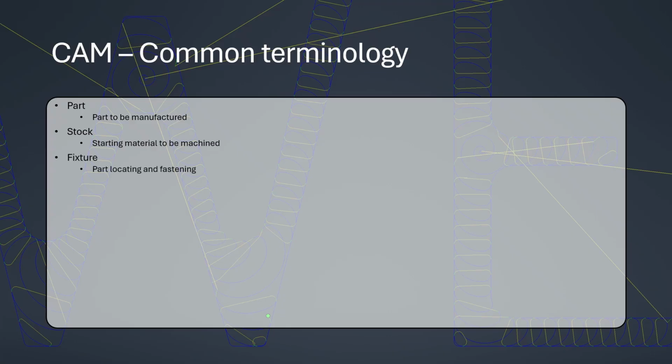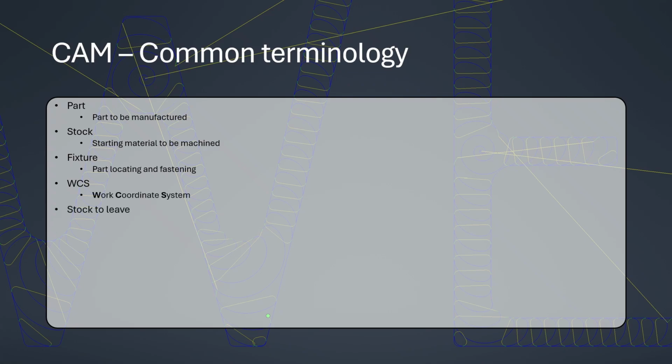The fixture is the part locating and fastening. And so the vise can technically be called a fixture as well, of course, but there can be custom-made fixtures for any part. WCS stands for work coordinate system.